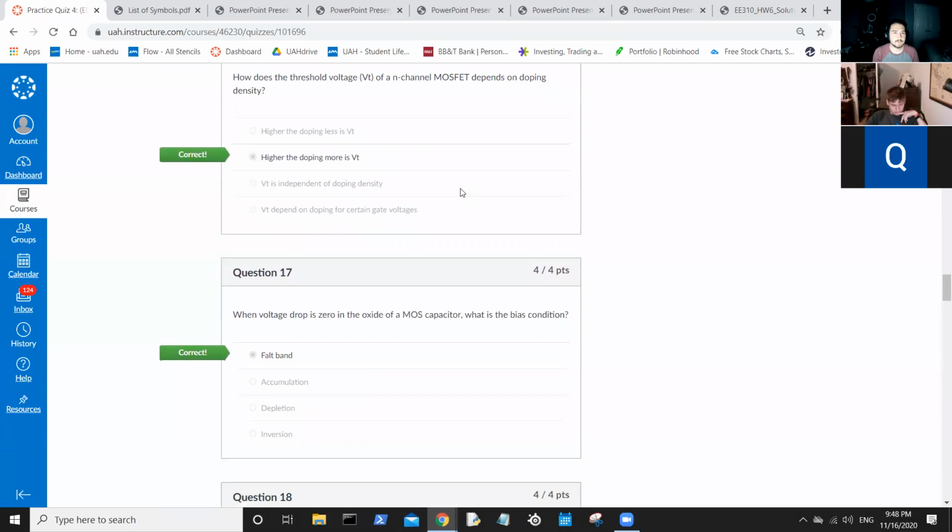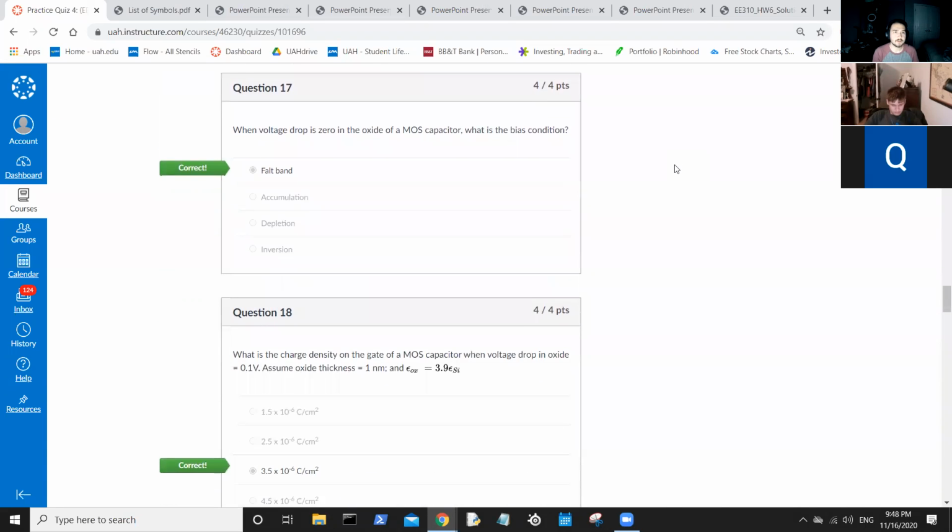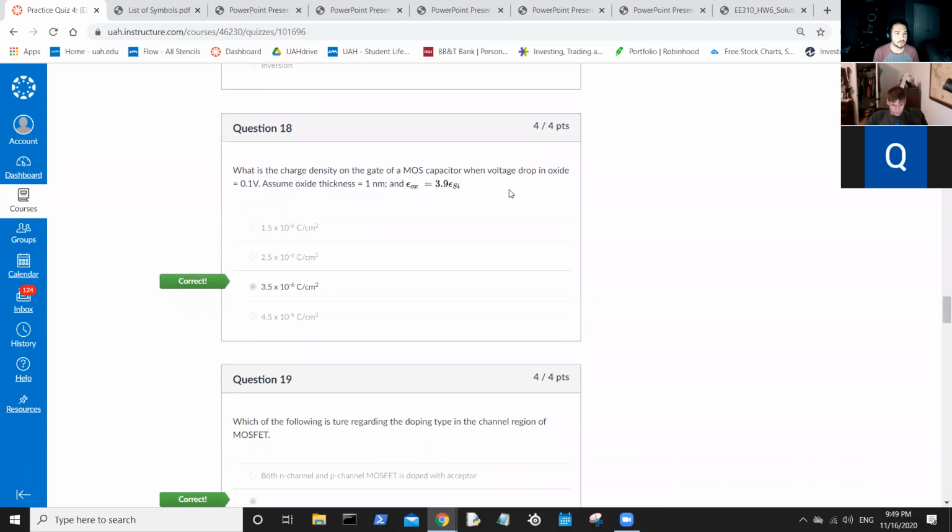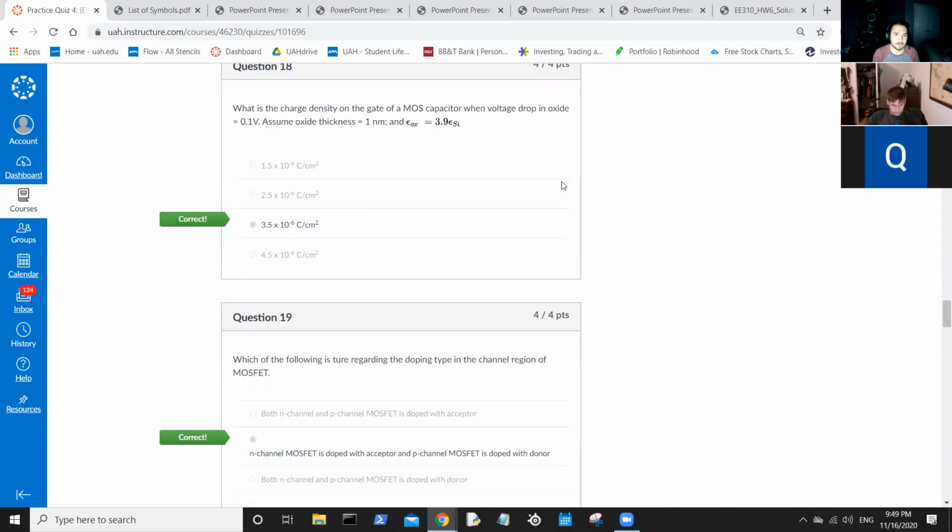How does the threshold voltage of an N-channel MOSFET depend on doping density? Higher the doping density, more the threshold voltage. So it's just a direct relationship. When the voltage drop is 0 in the oxide of a MOS capacitor, what is the bias condition? It's flat band, however you prefer to say it. Question 18, what is the charge density on the gate?